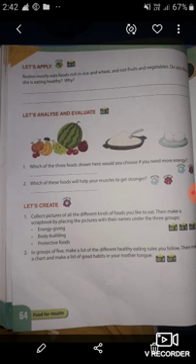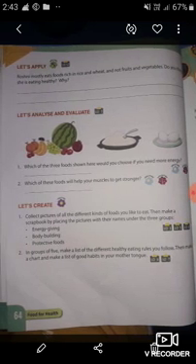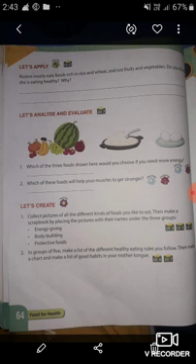Okay, now let's read question number 2. In a group of 5, make a list of different healthy eating rules you follow. Then make a chart and make a list of good habits in your mother tongue. So students, firstly you have to make a list of different healthy eating rules.